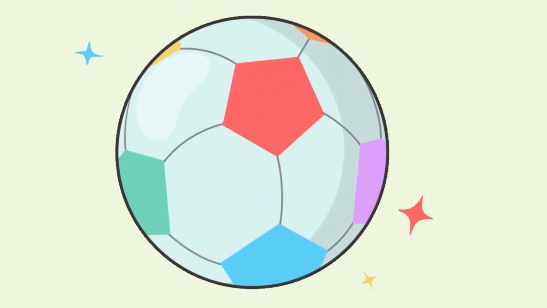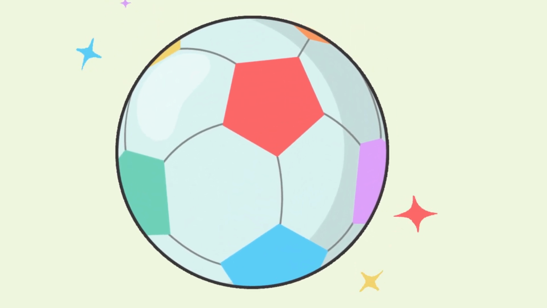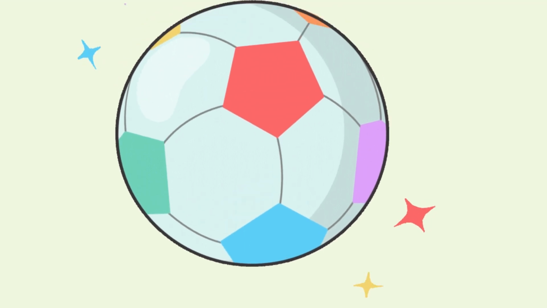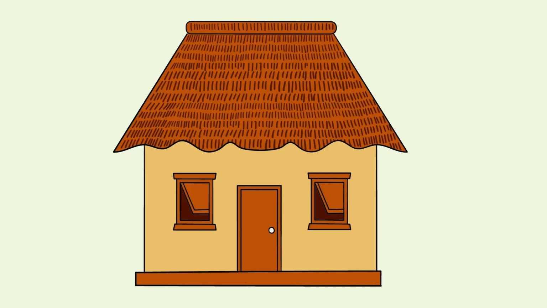What is the shape of this ball? Good job. This is circle. What can be the shape of this clock? Very good. Octagon.